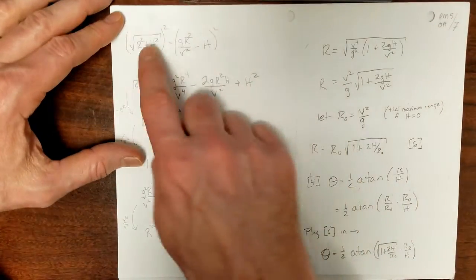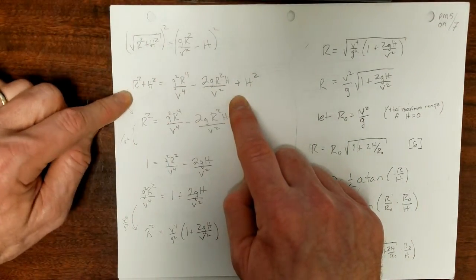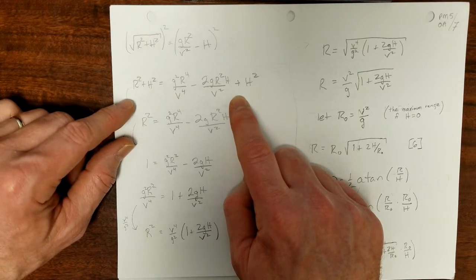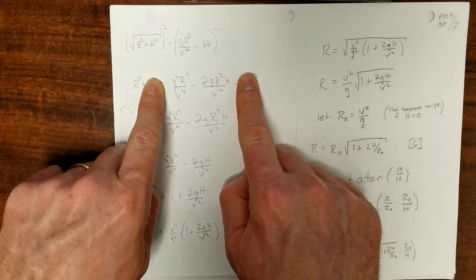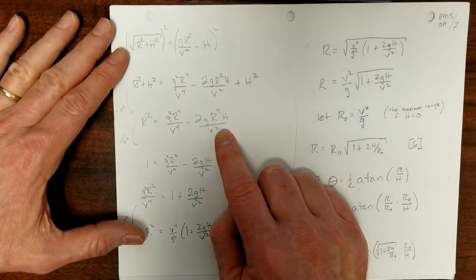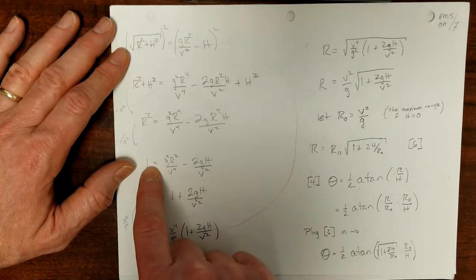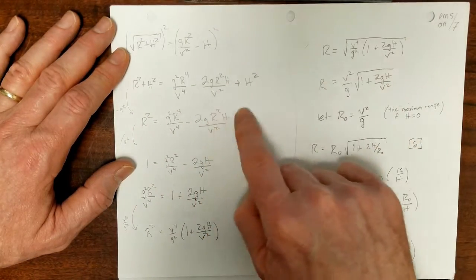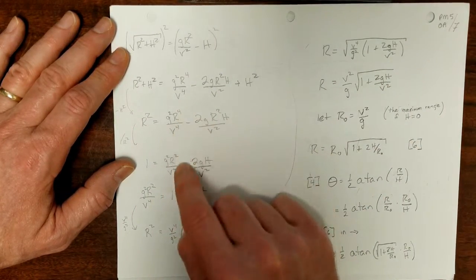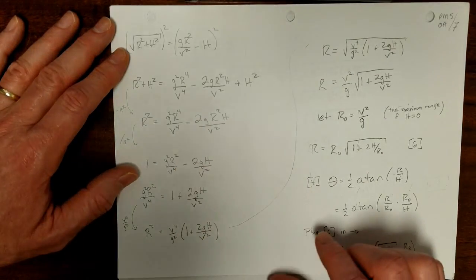I square both sides to get rid of my radical. I end up with that. I subtract h squared from both sides. Matter of fact, just cancel it out. I'm now with this. If I divide by r squared, since every term has an r squared in it, I'm left with 1 on this side. Over here, the r squared goes away. I'm left with everything else. And here, the r to the 4th becomes r squared because I got rid of 2 of them.